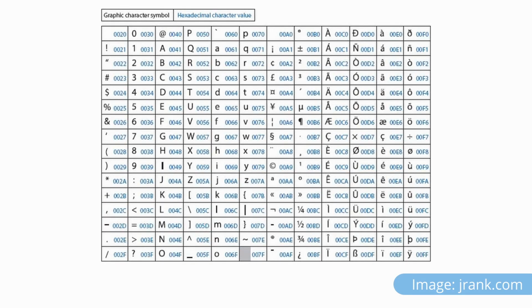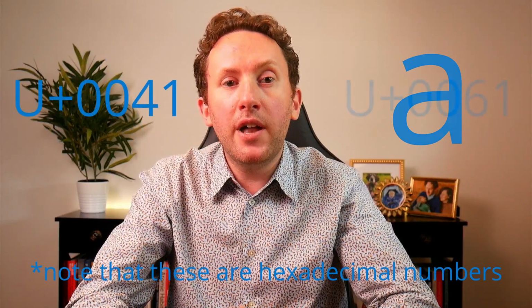So what is Unicode? It's a standard for making sure that text gets represented consistently across computing platforms. When you type a capital A versus a lowercase a, what you are really selecting is two different characters that are referenced in Unicode as character 41 or 61.